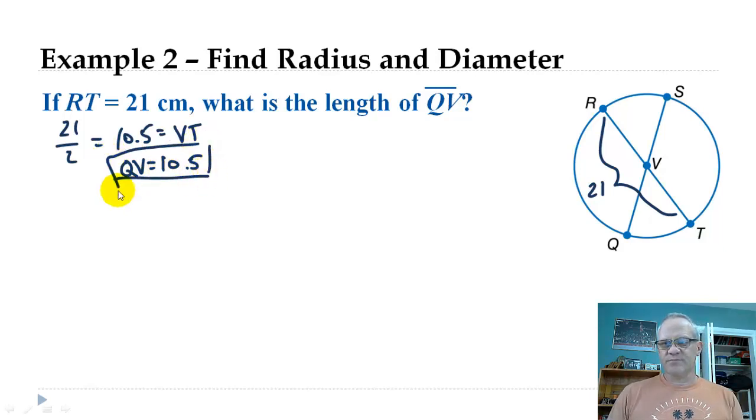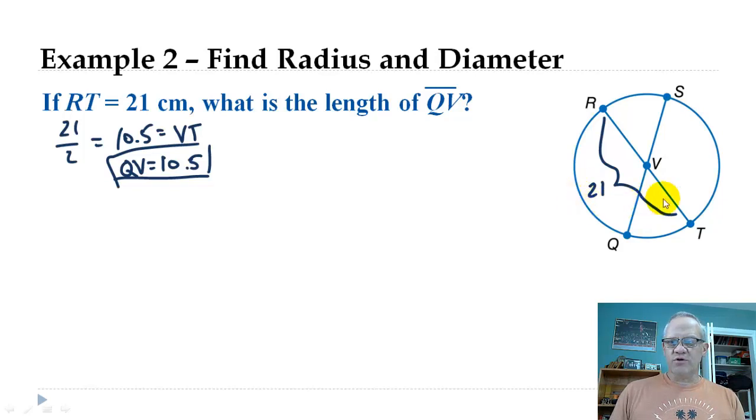Okay, does that make sense? So even though this is a different line, once we found the radius on this line here, we know that this radius has to be the same. You could have also thought of it that RT is a diameter, it's 21, and all diameters are also the same. So QS would have to be 21, and then you could divide that by 2 to get QV. Basically the same thing, just a little different way.